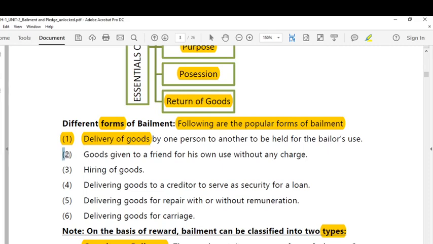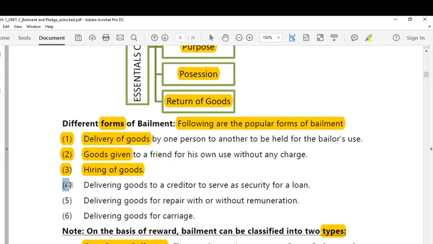The second form of bailment is goods given to a friend for his own use without any charge. So here there is no consideration. Consideration need not be required in case of a contract of bailment. So goods given to a friend for his own use without any charge is also considered a form of bailment. And the third form is hiring of goods, giving of goods by the bailor to the bailee for some consideration, for some charges, is another form of bailment.